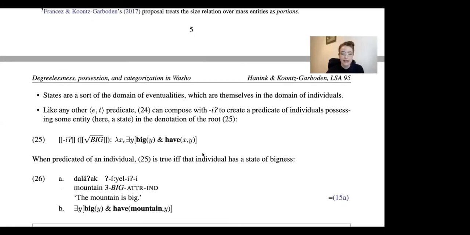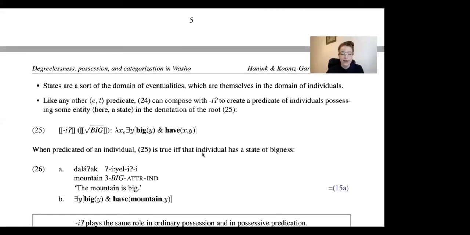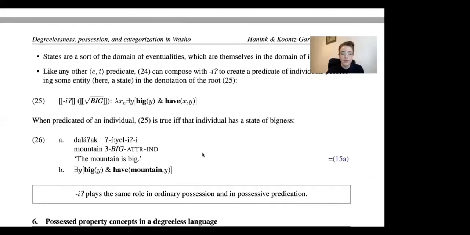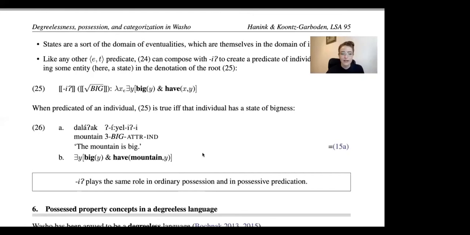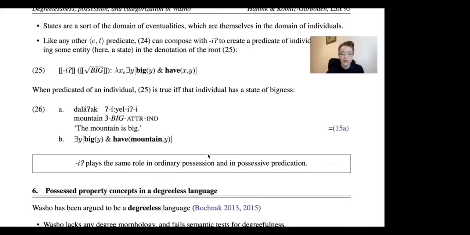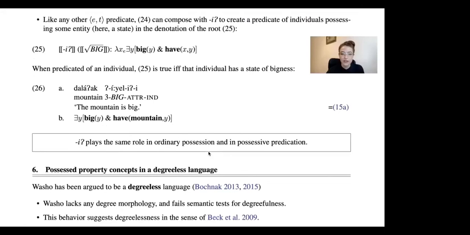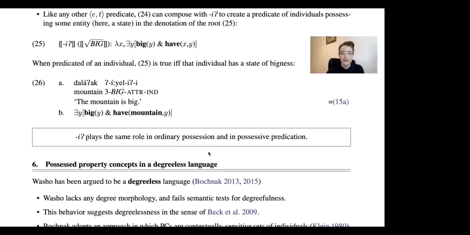And again, like in the case of ordinary possession, when predicated of an individual, 25 will be true if and only if the individual it predicates of has a state of bigness, as shown in 26. The upshot here is that the suffix E plays the same role in ordinary possession and in possessive predication. It both categorizes the root and introduces a possessive semantics.